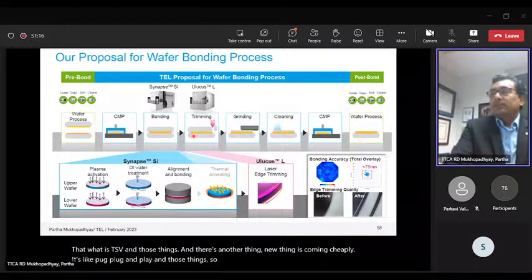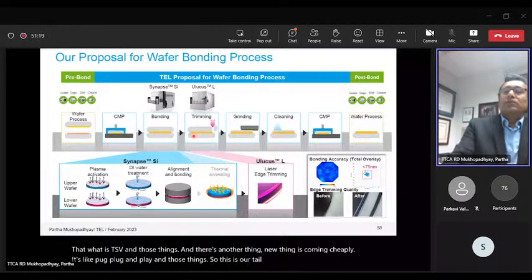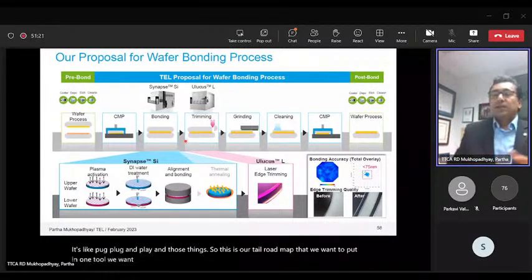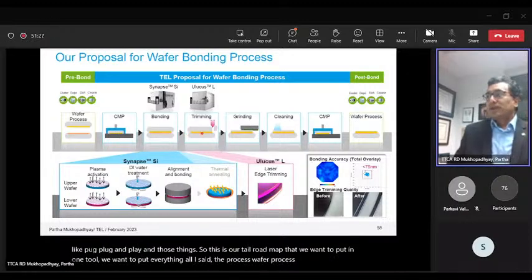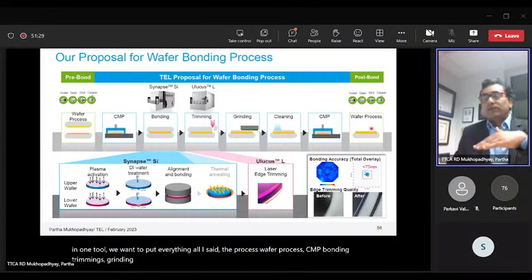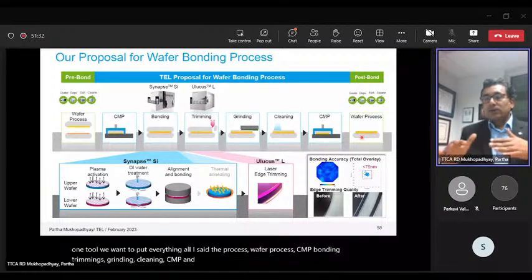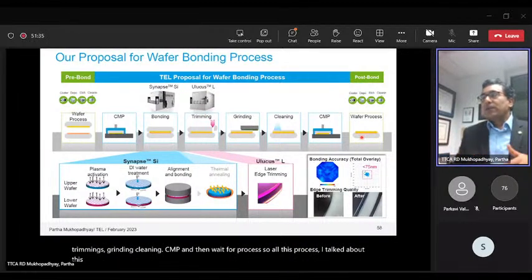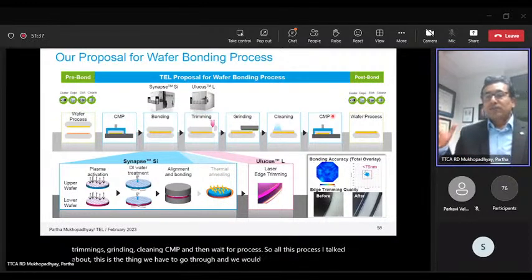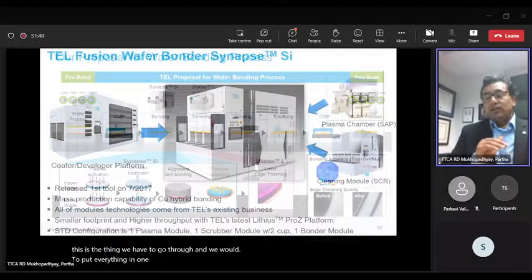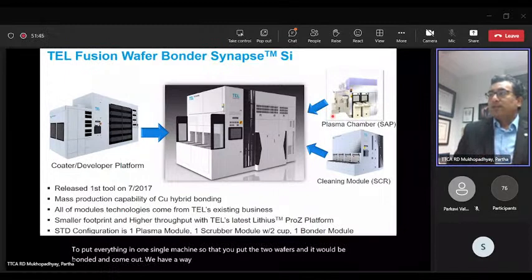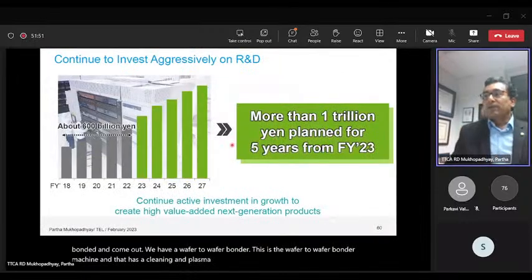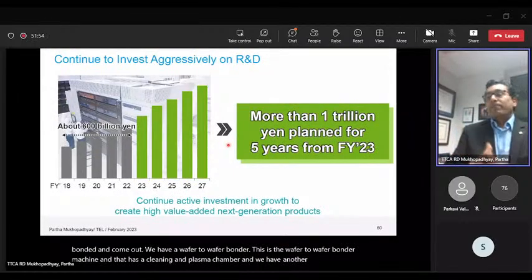So this is our tool roadmap that we want to put in one tool. We want to put everything. All I said, the process, like wafer process, CMP, bonding, trimming, grinding, cleaning, CMP, and then wafer process. All this process I talked about is the thing we have to go through. And we would like to put everything in one single machine so that you put in the two wafers and they will be bonded and come out. We have a wafer to wafer bonder. This is the wafer to wafer bonder machine, and that has a cleaning and plasma chamber. And we have another chamber for trimming.